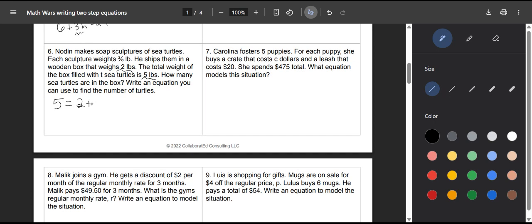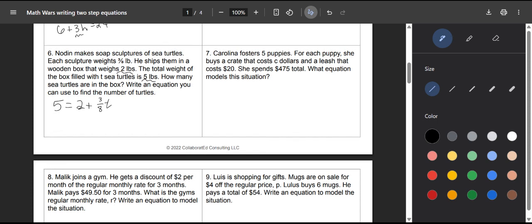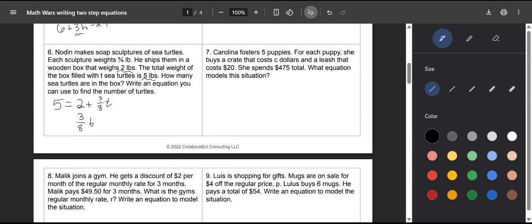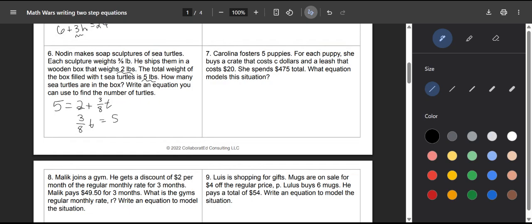And then each of those sea turtles is going to make it heavier by 3/8 of a pound. And every time I add one, that's another 3/8. Rather than add it up repeatedly, I'll just multiply it by the number of turtles, which is T. There's my equation. 3/8 times T plus 2 equals 5. Remember, when you are adding, the order doesn't matter. So it's okay to say this. It's okay to put your 5 over here. That is okay.